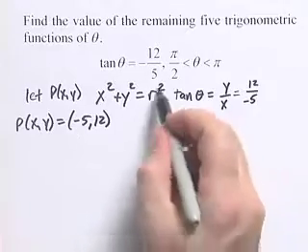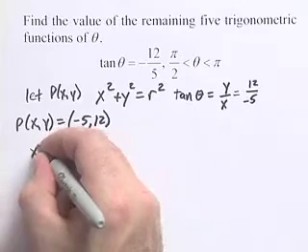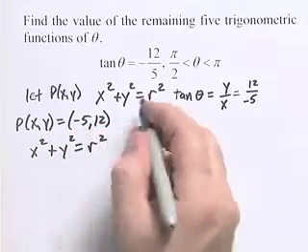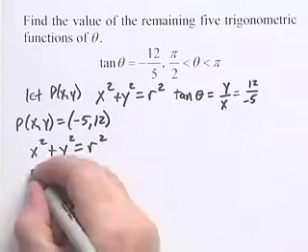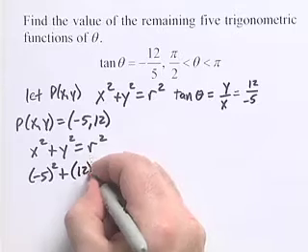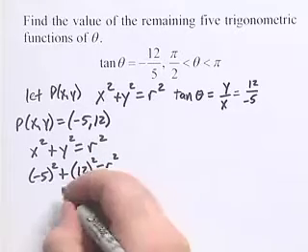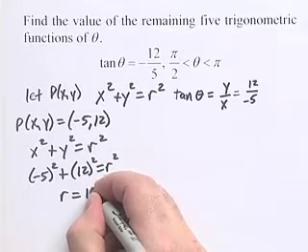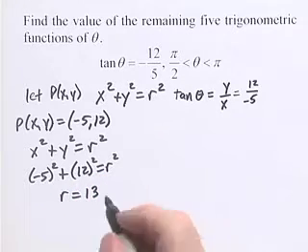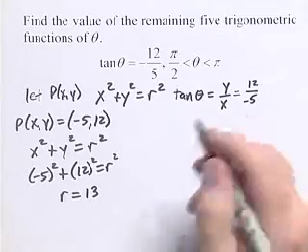First, we're going to need to find the value for r. Since we know x and y, we'll put those values in. X squared plus y squared equals r squared. That's our circle. X is negative 5. Negative 5 squared plus 12 squared equals r squared. And if we solve this for r, we'll get that r is equal to 13. Remember that r is the radius of the circle, so it's going to be a positive value. Now we know x, y, and r, we'll find the remaining 5 trig functions.